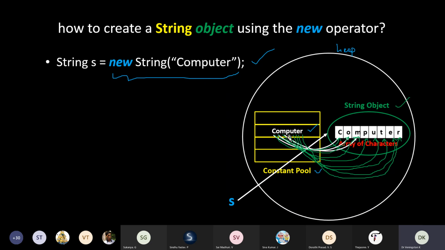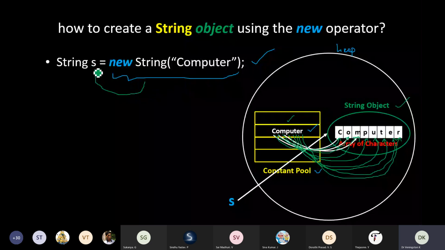So finally you are going to see two objects inside the heap. One object is present in the constant pool, that is here, and the other object is present outside the constant pool but inside the heap memory, as a string object. Now what will S be pointing to? S will now be pointing to this string object, because this entire string object is now assigned to S. So S now points to the object which is created inside the heap.